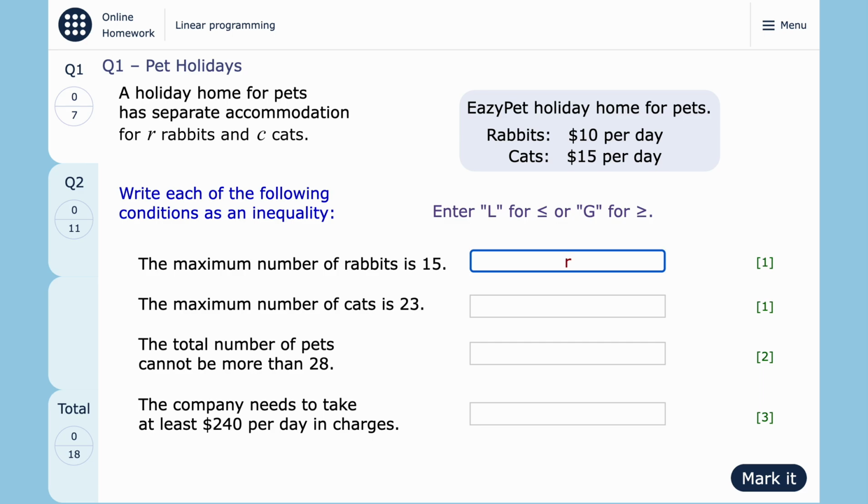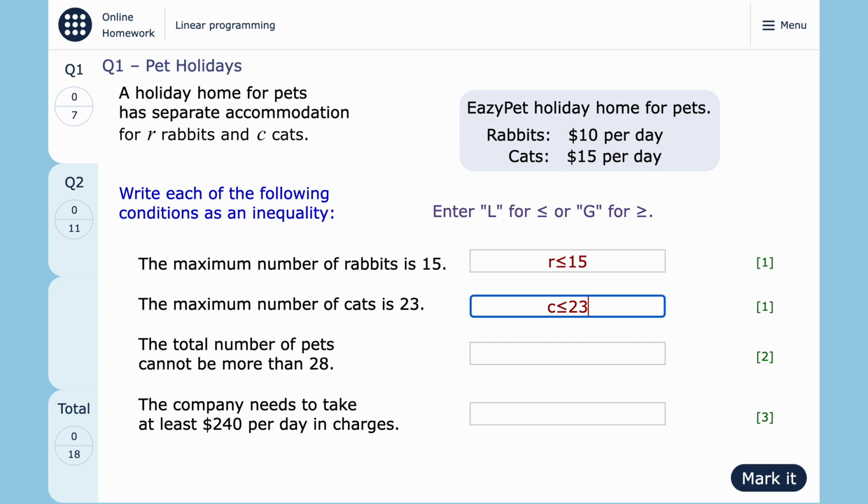So rabbits has to be less than or equal to 15. So it can be up to 15, but no more than 15. The maximum number of cats is 23. So C is cats. C has to be less than or equal to 23.